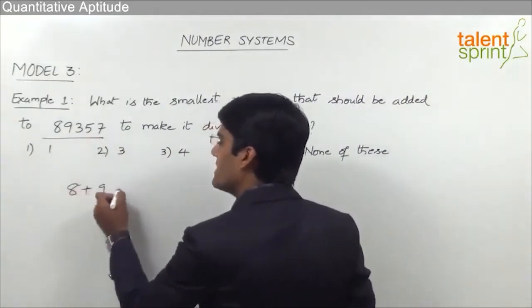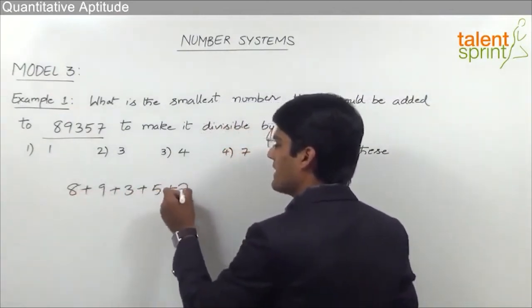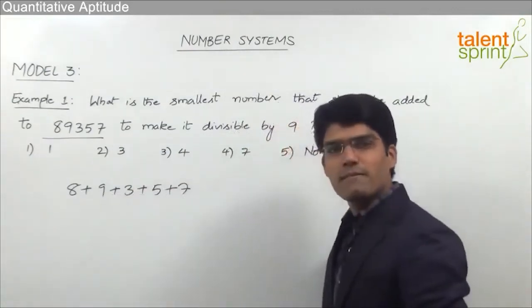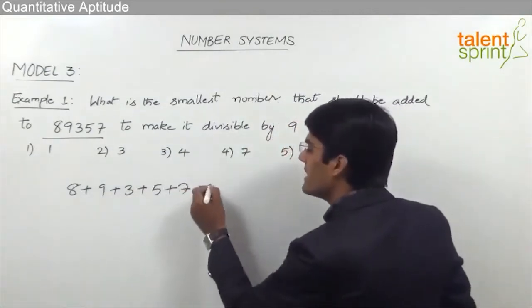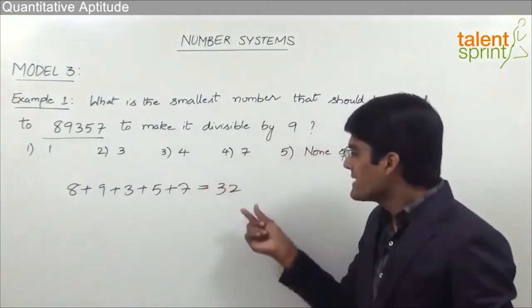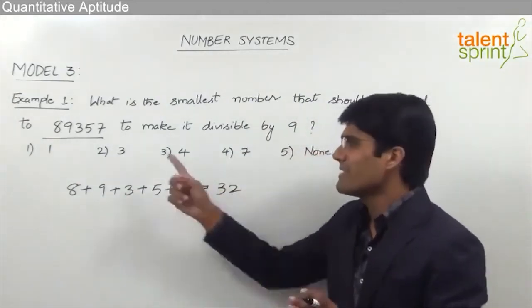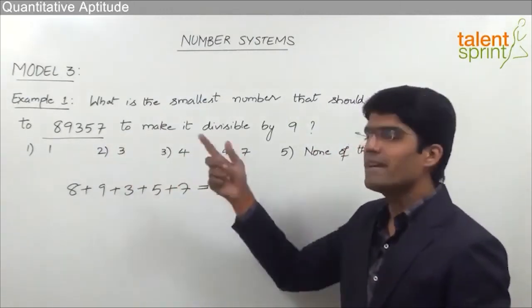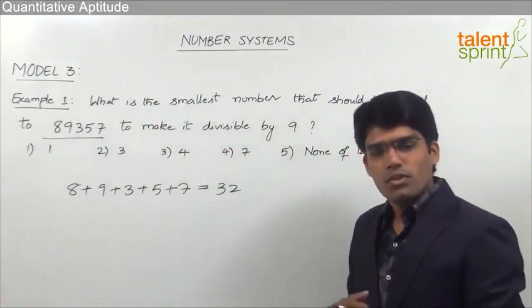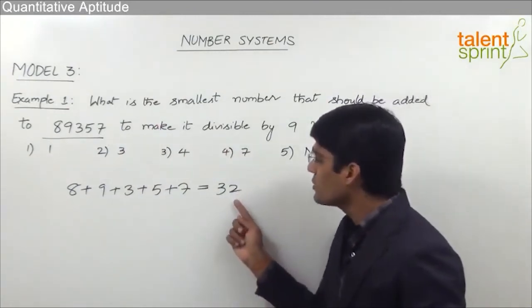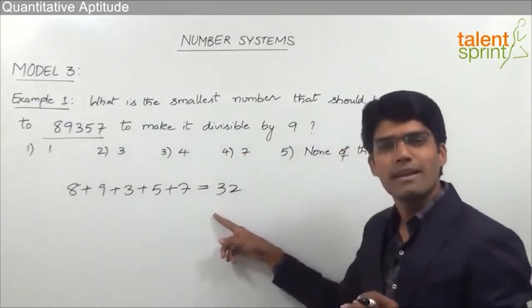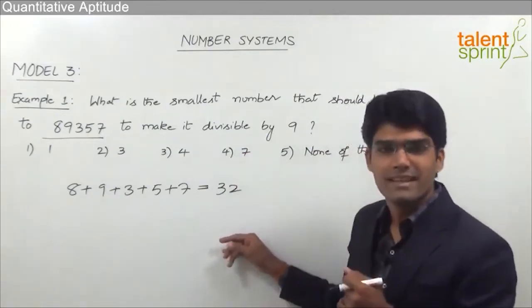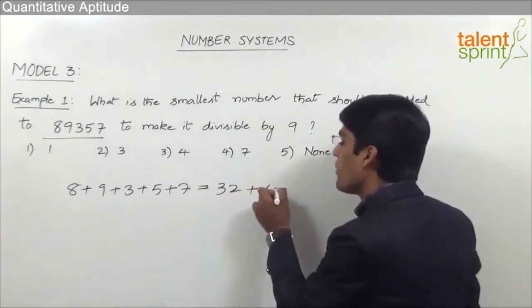So 8 plus 9 plus 3 plus 5 plus 7. 8 plus 9 is 17, plus 3 is 20, plus 5 is 25, and plus 7 is 32. That means the sum of the digits is 32. Now since 32 is not a multiple of 9, we can understand that the given number is not divisible by 9. Now the question is what should be added so that it becomes divisible by 9. Let us first understand what should be added to 32 so that it becomes divisible by 9. We know that the very next multiple of 9 after 32 is 36, and 36 can be obtained by adding 4.